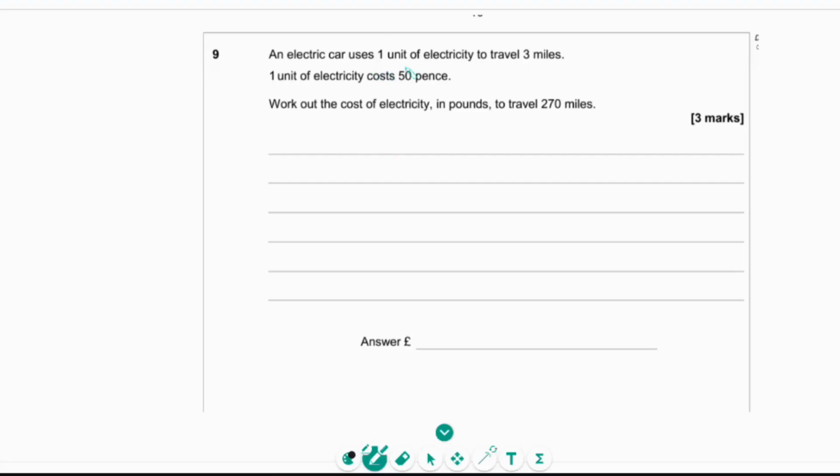So it's 1 unit of electricity for 3 miles. How many lots of 3 miles are in 270? That's your first step. So 270 divided by 3 is 90. So if you think about it, you've got 90 times 3 is 270. It's 90 lots of 3 miles, so I need 90 units.